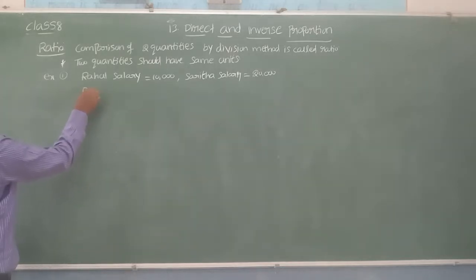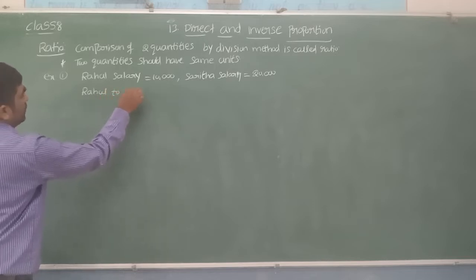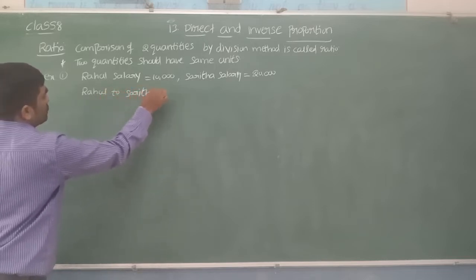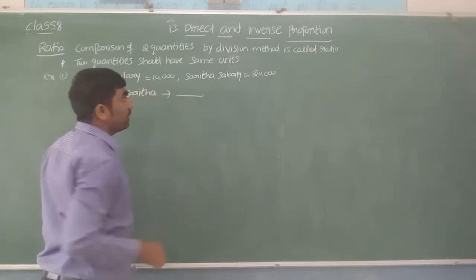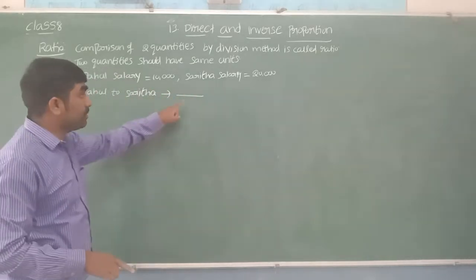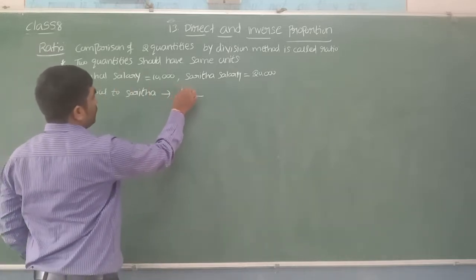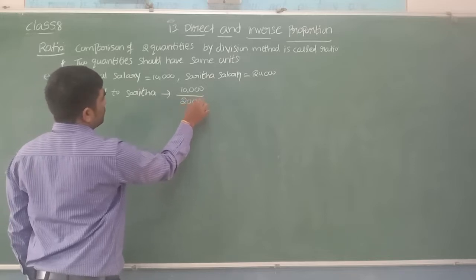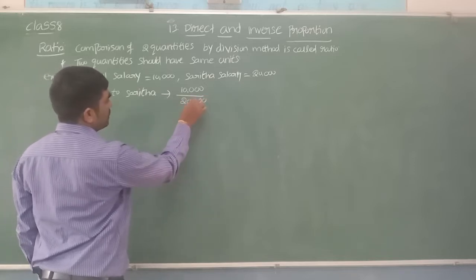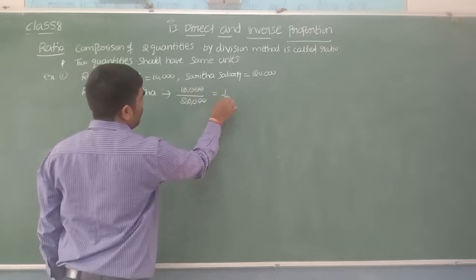First, let me compare the salaries of Rahul to Sarita. So how can I compare? Ratio is nothing but comparison by division method. So by division method, I am going to compare the salaries of both Rahul and Sarita. Three zeros cancel, one zero cancel, and I got 1 by 2.